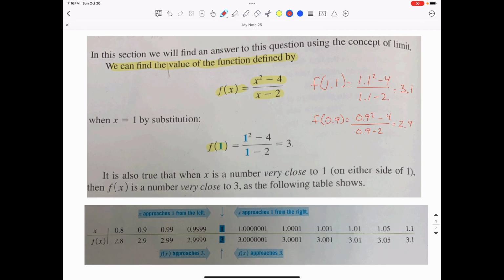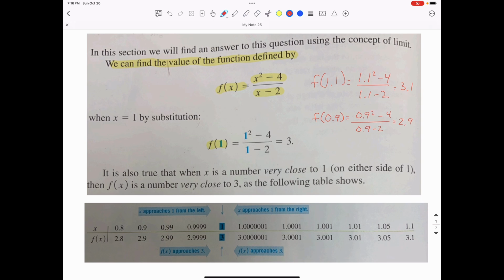So you can see in the chart at the bottom of the screen here that when we plug in numbers closer and closer to 1, we get answers that are closer and closer to 3. So like if we plug in 0.99, we get 2.99. If you plug in 0.9999, you get 2.9999, which is incredibly close to 3. And same thing on the other side. Look, when we plug in 1.0000001, I think I counted the zeros correct, we get 3.0000001 as an answer, which is incredibly close to 3.